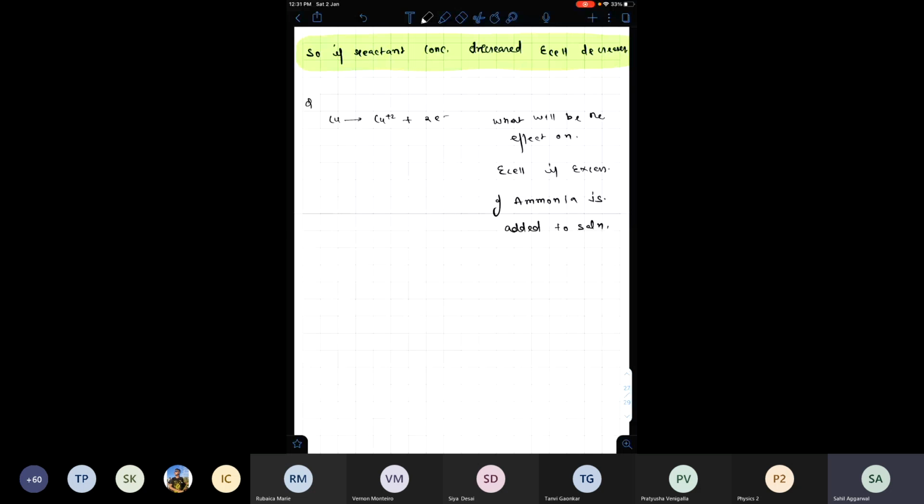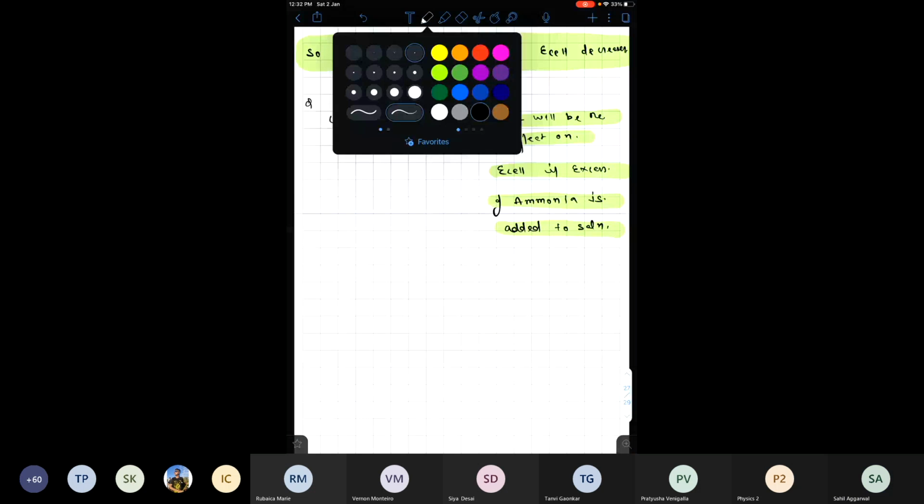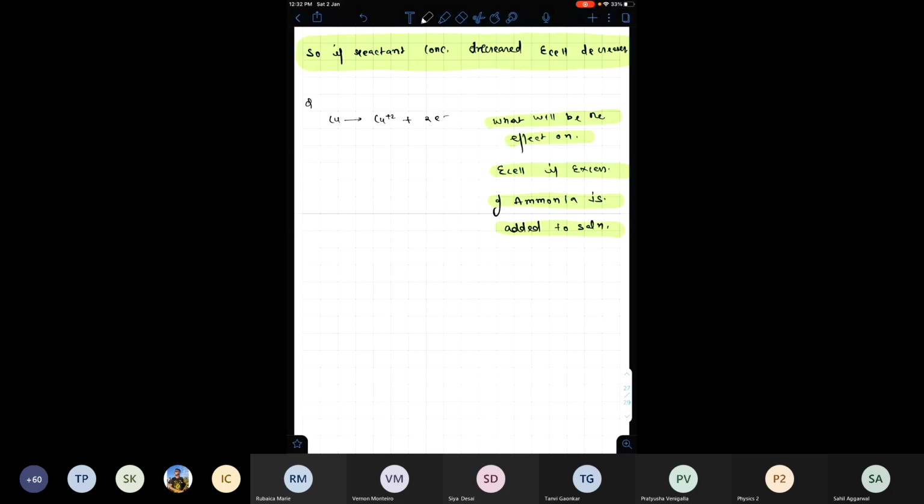What will be the effect on E cell if excess of ammonia is added to it? If Cu2 plus concentration decreases, E cell increases.